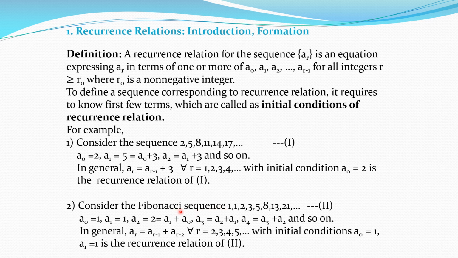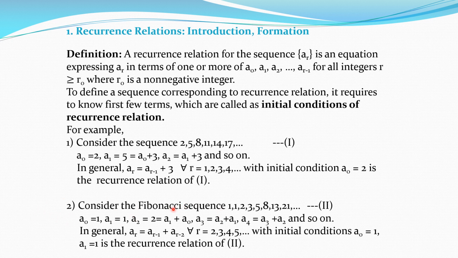See, adding the first and second terms, we get 2. Then adding the second and third terms, 1 plus 2 is 3. Then 2 plus 3 is 5. Then 3 plus 5 is 8. Then 5 plus 8 is 13. Like that. It means every term is obtained from the previous two terms by taking their sum. To find any term we need the previous two terms. So if we are given the first and second terms of the sequence, then the third term can be obtained by adding the first and second terms. Once we get the third term, then adding the second and third terms, we get the fourth term. And in this way, we can find any term of the sequence.